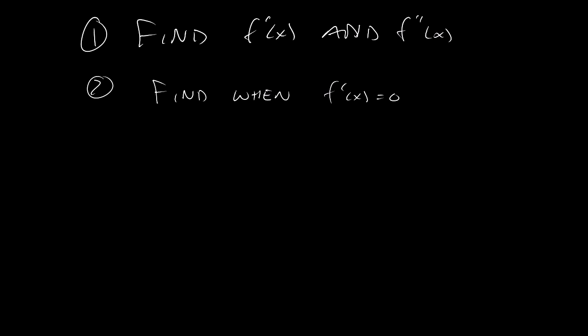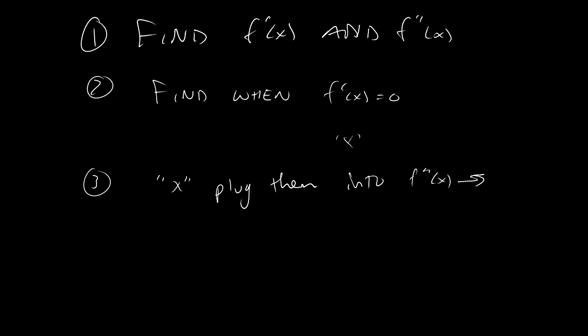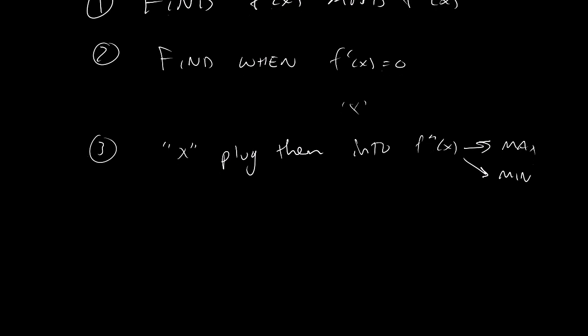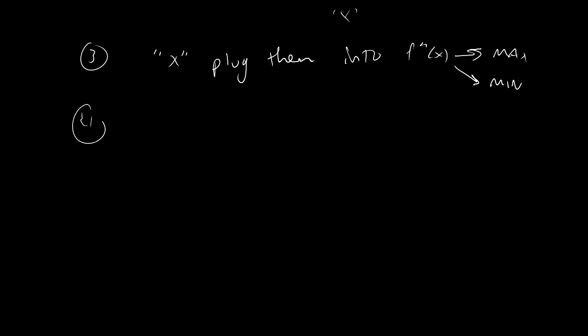Because you can use those x values, and step 3, take those x values, plug them into f double prime, and figure out if it's going to be a max or if it's going to be a minimum. Step 4, that's a lovely 4. We're going to find points of inflection, so that's when our f double prime is equal to 0, and we're going to use that to talk about concavity.